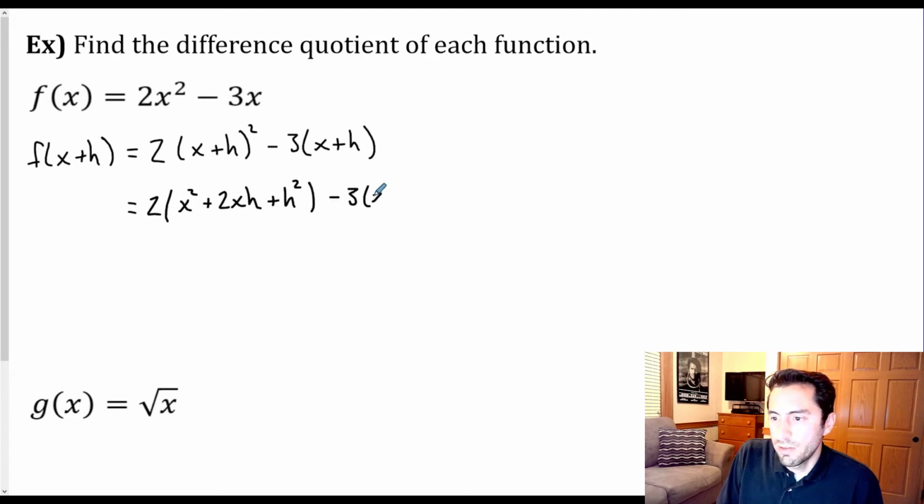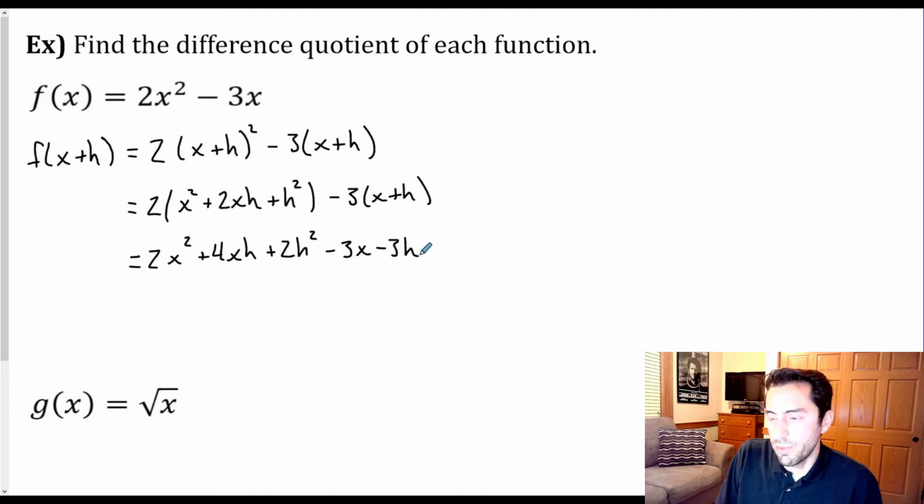Minus 3 times x plus h. All right, and then we can distribute. So we end up with 2x squared plus 4xh plus 2h squared. And then our second term here, distributing the negative 3, we have minus 3x and minus 3h.